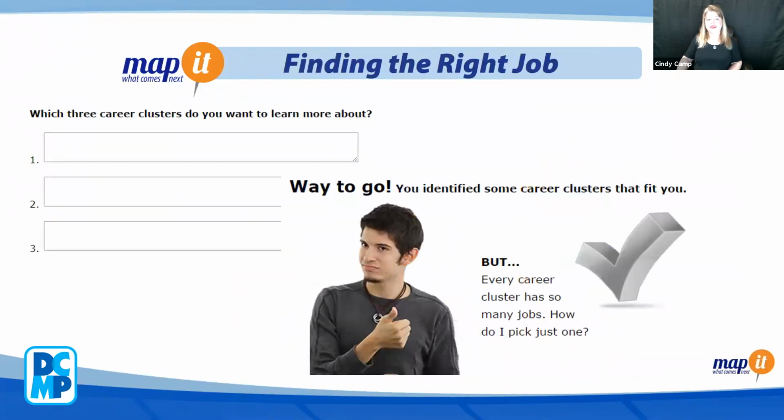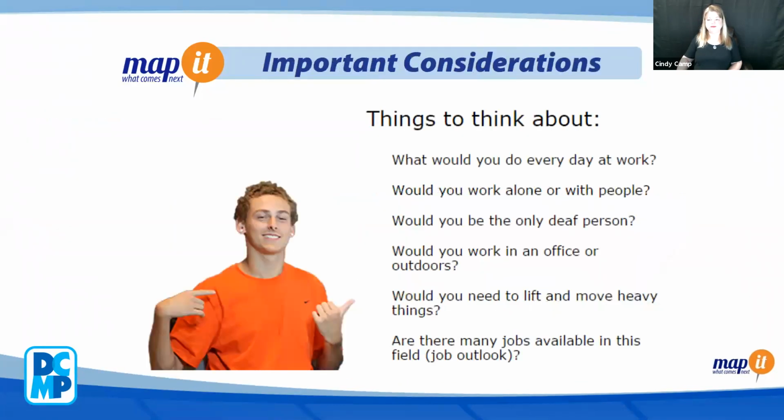So they go through and choose some of the jobs they want to do more research on. They analyze what they want to get out of a job, what they think an average day at work is going to be, if they're going to be alone or with people, if they're going to be the only deaf or hard of hearing person there, and is that going to be a positive or a negative, if they want to work in an office or outdoors. They think through what the job involves and how that's going to match up with what they want.